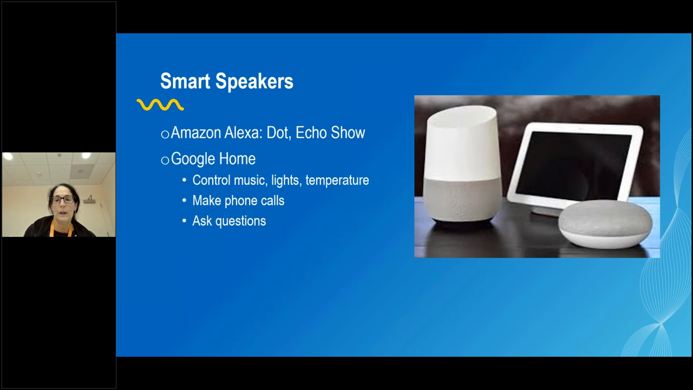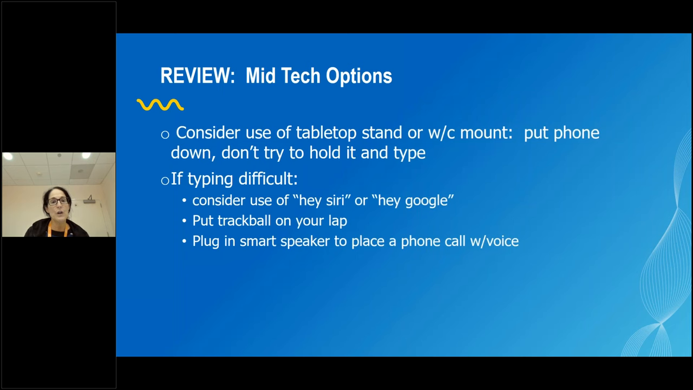Okay, so just in review, remember that you can use a tabletop stand or some type of wheelchair mount to put that phone down. Don't try to hold it and type at the same time. And if typing is difficult on your phone or tablet, consider using Hey Siri or Hey Google, which is your Google Assistant on Android. Think about maybe attaching a trackball and putting that on your lap, or plugging in a smart speaker to place a phone call with your voice.